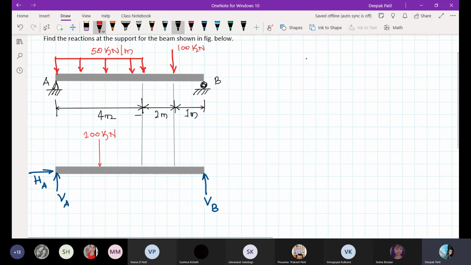Okay, then at what distances is it acting? I told you it is acting at a distance of, since this is total 4 meters, this should be 2 meters and this should be 2 meters. And this point load you have to draw as it is because it is already a point load. So no need to convert that once again. It is already a point load. This is actually 100 kilonewtons.